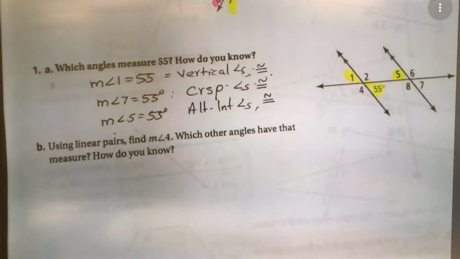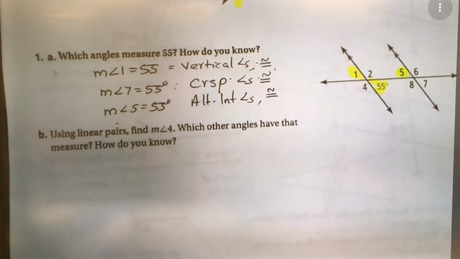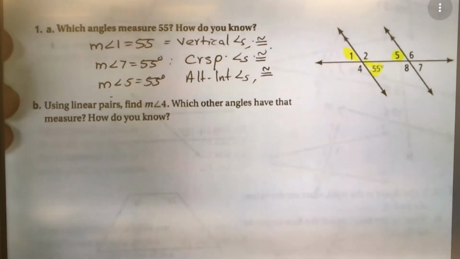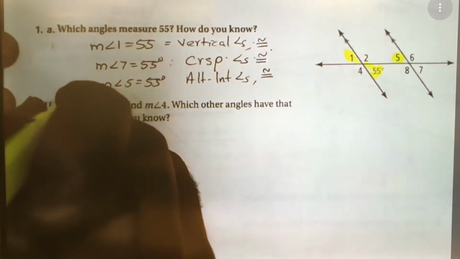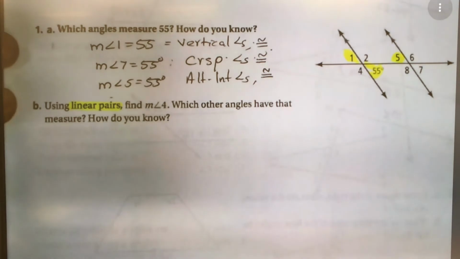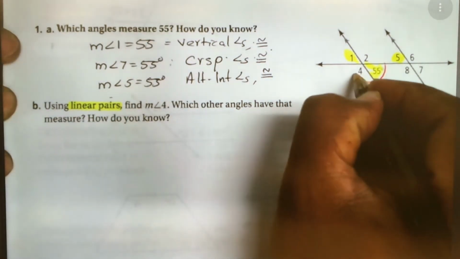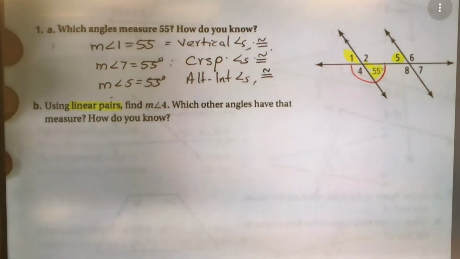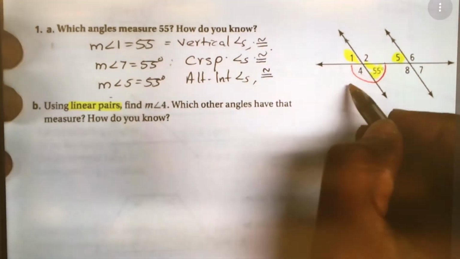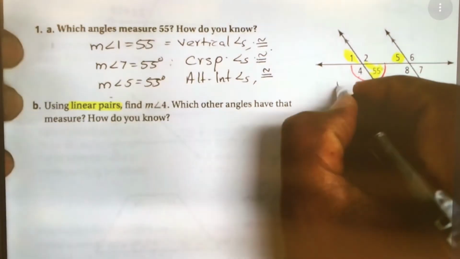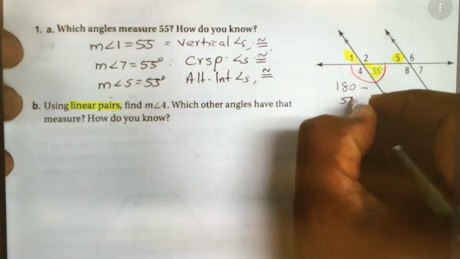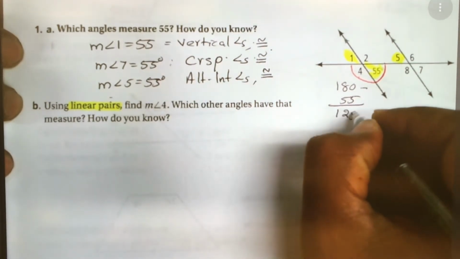So let's move on to the next question. Using the linear pairs, find the measure of angle 4. Linear pair means two adjacent angles that add up to 180. Look at this picture. Here angle 4 and 55 make a half circle. They are linear pairs, so they add up to 180. To figure out how much angle 4 is, we do 180 minus 55, which becomes 125 degrees.